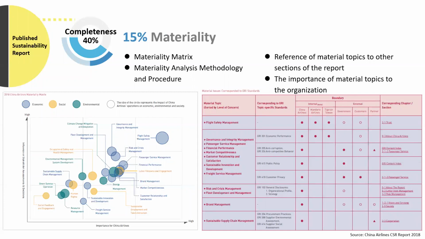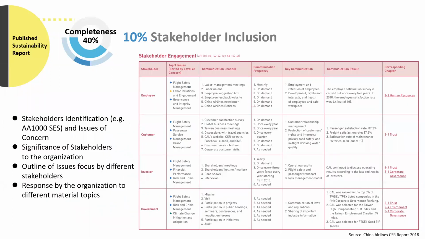In the example of China Airlines, it's very clear on the materiality matrix of how different ESG issues are being presented and how critical they are to different parts of the organization. So the next 10% goes to stakeholder inclusion. The 10% will assess how the stakeholders are being identified, what are the issues they concern, and the significance of the stakeholder to the organization.